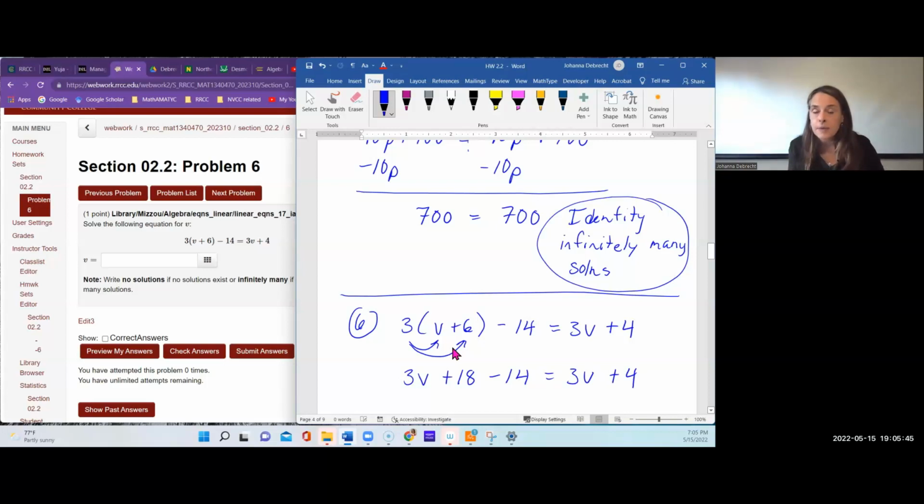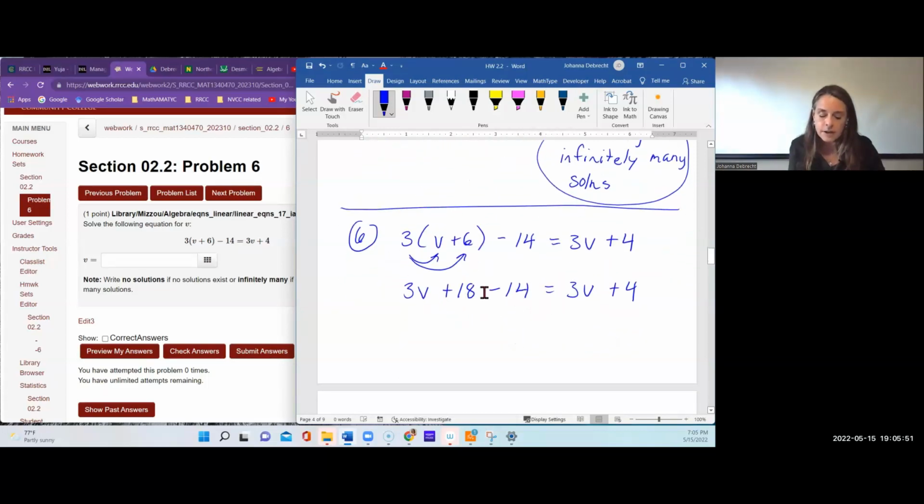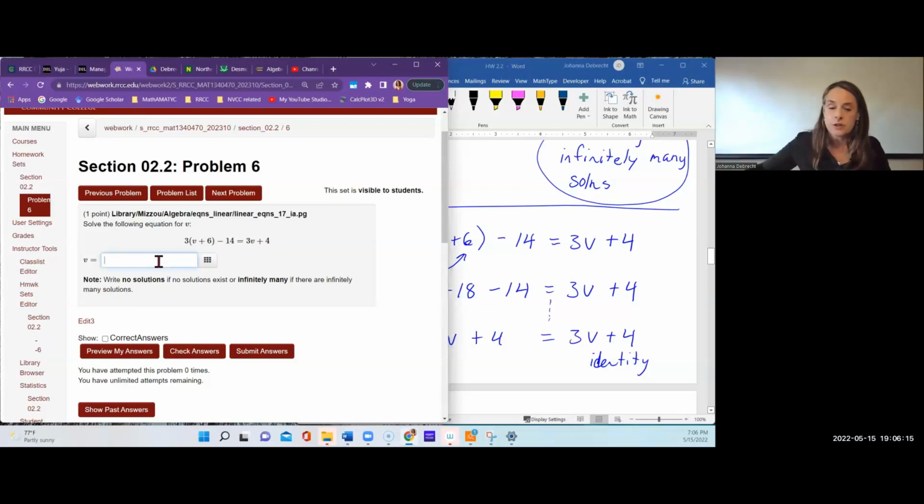I can see what's coming because I have 3v on both sides, which means they're going to cancel. First, let's go ahead and combine these two like numbers here. 18 minus 14, they're already on the left side of the equals, so I can just combine them and say that that's plus 4. In other words, I have another identity. This means that it works no matter what value I choose for x. So there are, again, infinitely many solutions.